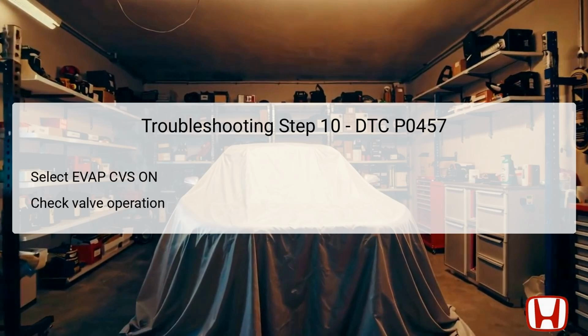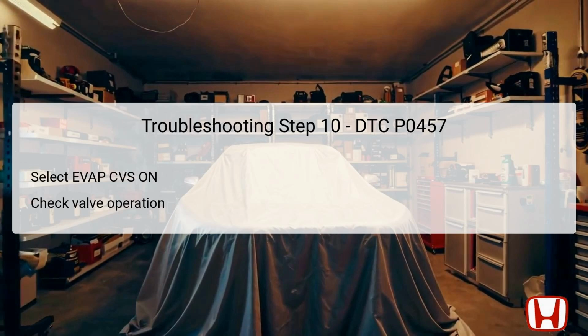For the 10th step, technicians will select the EVAP CVS on option in the HDS inspection menu. By doing this, they activate the EVAP canister vent shut valve to assess its operational state. This test will confirm if the valve opens and closes as per specifications, a crucial factor in preventing vapor leaks that could lead to the DTC triggering.